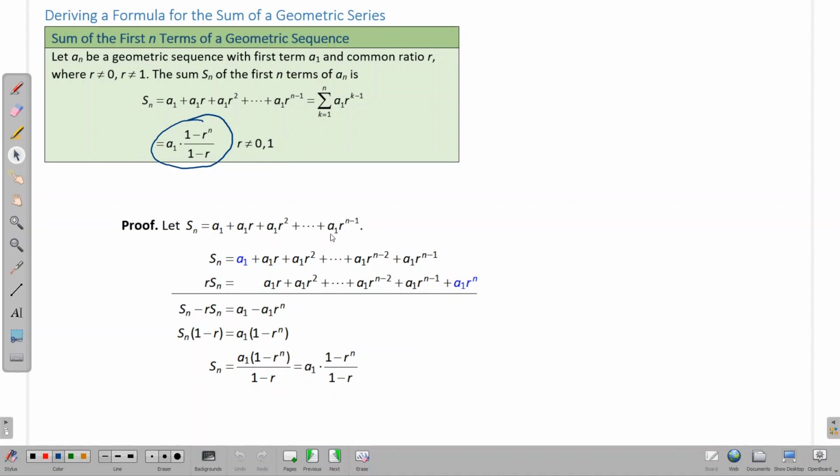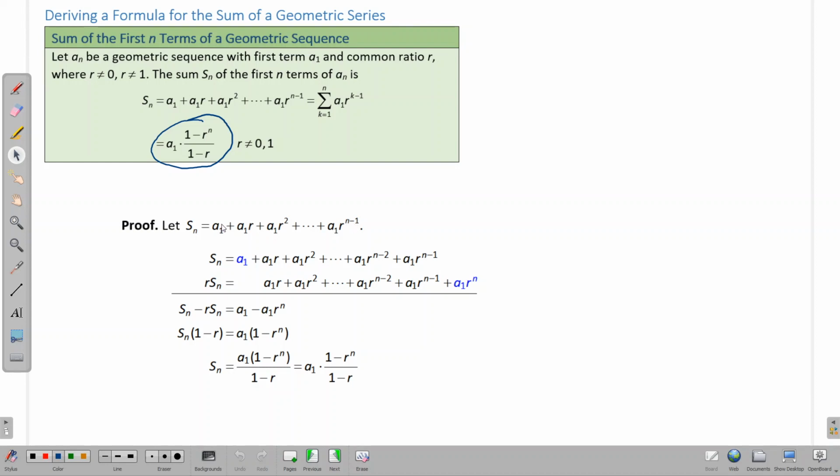So I've got the proof already typed out here for us. So let's go through it. So I'm saying let S sub n be this geometric series, just a standard geometric series. I've rewritten it here. And then below it, I wrote the series again, but I'm going to multiply it by r. I'm multiplying every term in here by r.